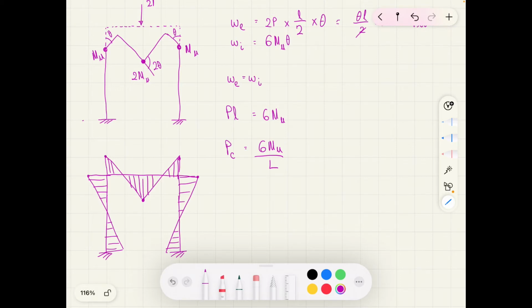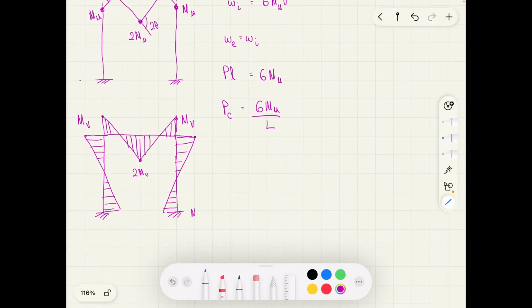The Mv means vertical moment acting here. And here we have the 2Mu, 2 ultimate moment that we said. And at the bottom we have V over 2.